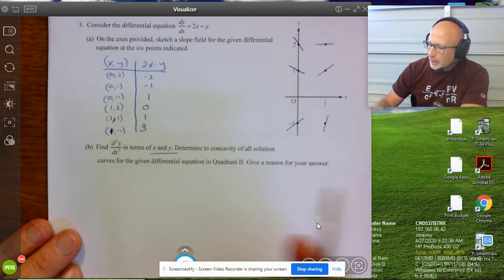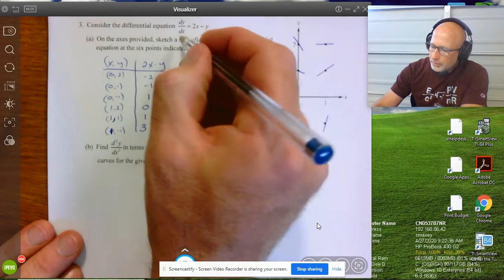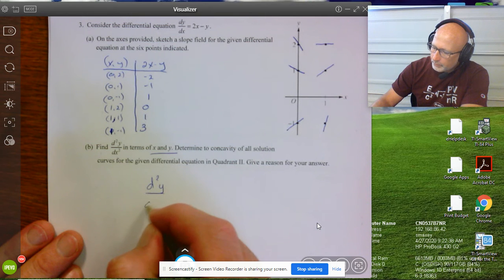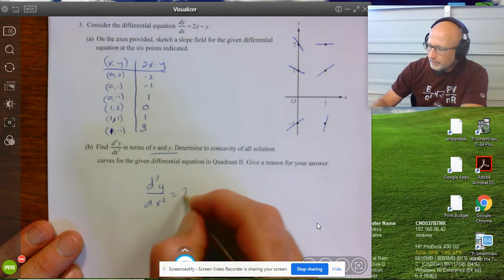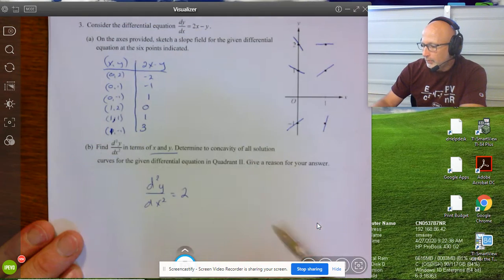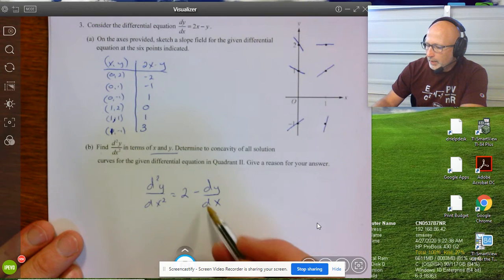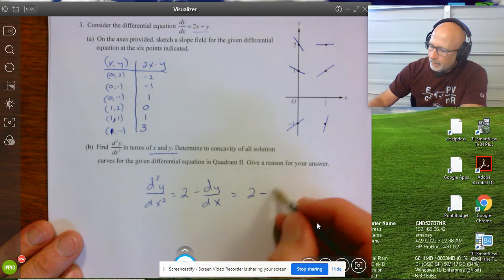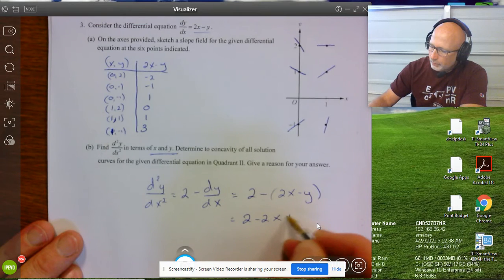Okay, find the second derivative of y with respect to x in terms of x and y. That's important there. And determine the concavity of all solutions. So all I need to do is take the derivative of this up here. The second derivative of y with respect to x is equal to the derivative of 2x with respect to x, which is just 2, minus dy/dx. Now, what is dy/dx? Because it wants it in terms of x and y, not dy/dx. So this is 2 minus dy/dx, which is 2x minus y. So this gives me 2 minus 2x plus y.